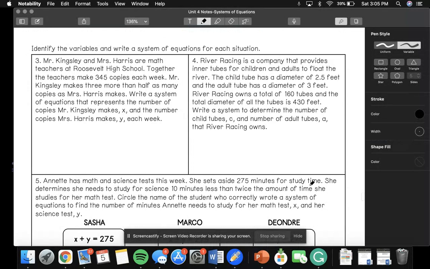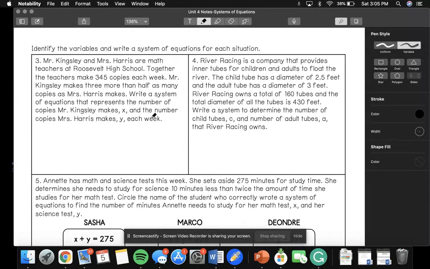Okay. This one says to identify the variables and write a system of equations for each situation. Mr. Kingsley and Mrs. Harris are math teachers at Roosevelt High School. Together, the teachers make 340 copies each week. Mr. Kingsley makes three more than half as many copies as Ms. Harris makes. Write a system of equations that represents the number of copies Mr. Kingsley makes X and the number of copies Ms. Harris makes Y.